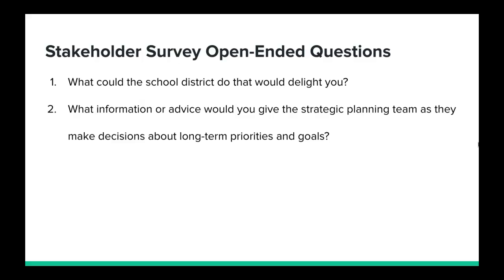Now, the stakeholder survey open-ended questions are going to be these 2. First, what could the school district do that would delight you? And then 2, what information or advice would you give the strategic planning team as they make decisions about long-term priorities and goals? And while these are more open-ended, they are very important and can definitely provide some very good information to the core planning team as they work through the strategic planning process.